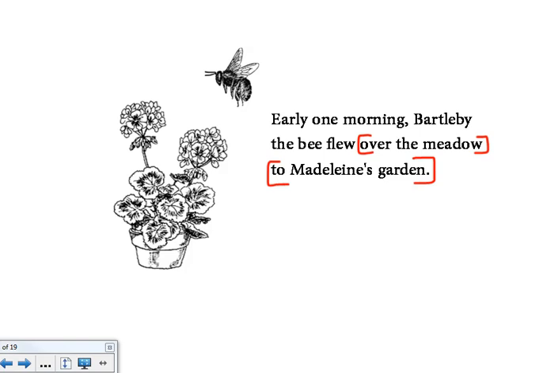So you'll see on your list of prepositions, the word to is a preposition, the word over is a preposition, and here we have over what? Over the meadow. So meadow is the object of that preposition. We're going to call that an OP. And here we have to Madeline's garden. So garden is the object of this preposition too. So that's an OP. So two prepositional phrases, each one starts with a preposition, ends with a noun. That's what a prepositional phrase does.